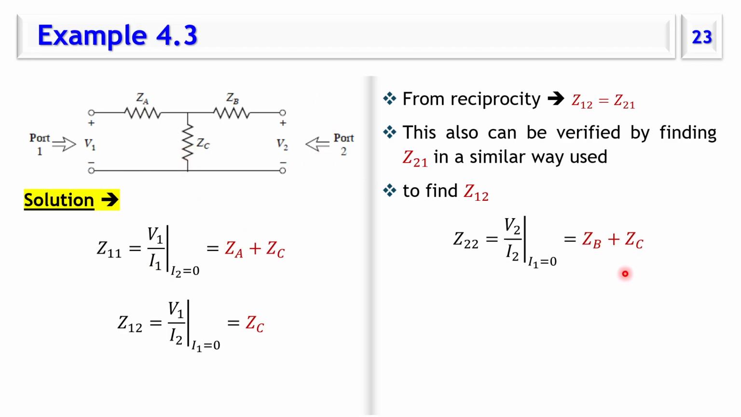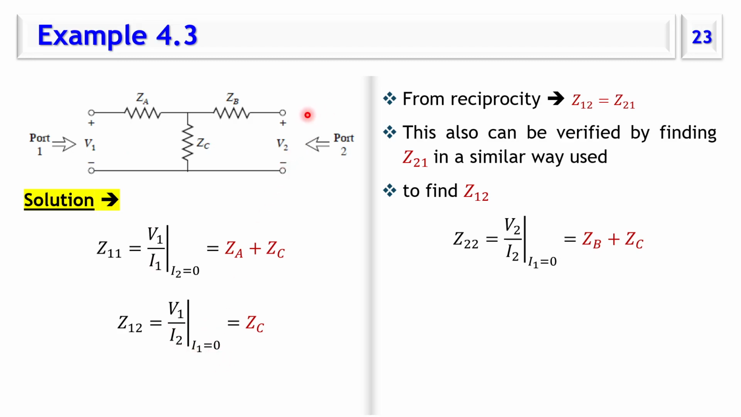Same thing for Z22. Z22 is defined when we have a current going into port 2 while port 1 is kept open circuit. So the voltage over current in this case will equal ZB plus ZC. The other parameter that we want to measure is when there is a current I2 going in while I1 is kept open, and we would like to measure V1 in this case. So V1 over I2 when I1 equals 0, or port 1 is open circuit.